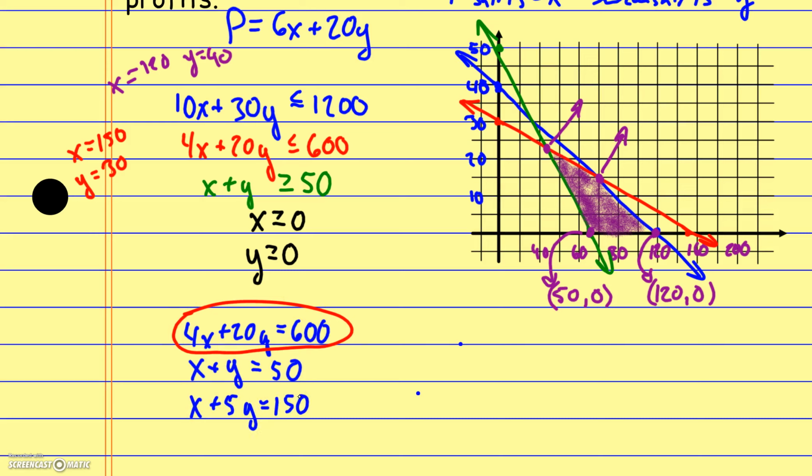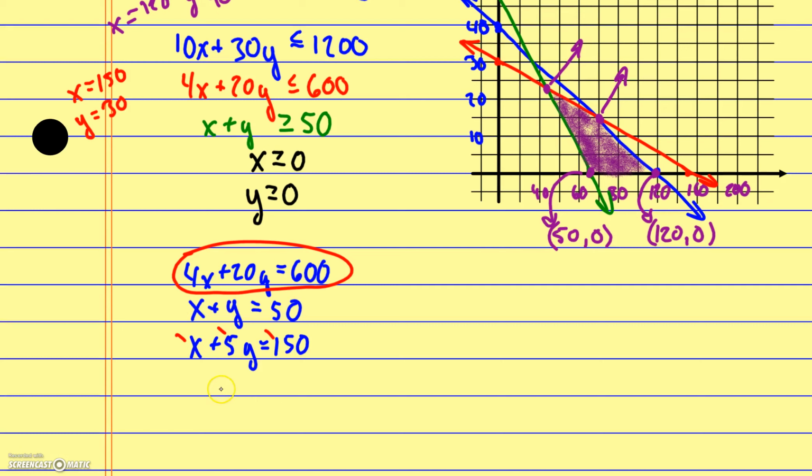Now I can solve this using elimination. I'm going to multiply that entire second equation by a negative. When I add these up, it's going to be negative 4y equals negative 100. I divide and find that y equals 25. Then I plug it back into one of these, and I find that my x value is also 25. So I'm identifying this vertex up here as 25, 25.